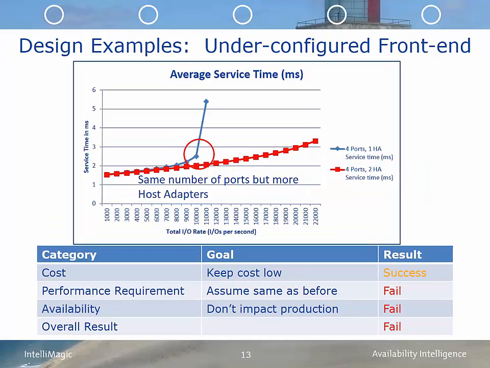In this example, we'll take a look at an underconfigured front end or host adapter. In this situation, the user decided that 4 ports on a single host adapter would be sufficient for their workload. Unfortunately, it wasn't. And as they started to ramp up their workload, they saw really large response times and front end port saturation. They had to purchase in an emergency fashion an additional host adapter. This additional host adapter allowed them to continue to perform well and grow their workload.